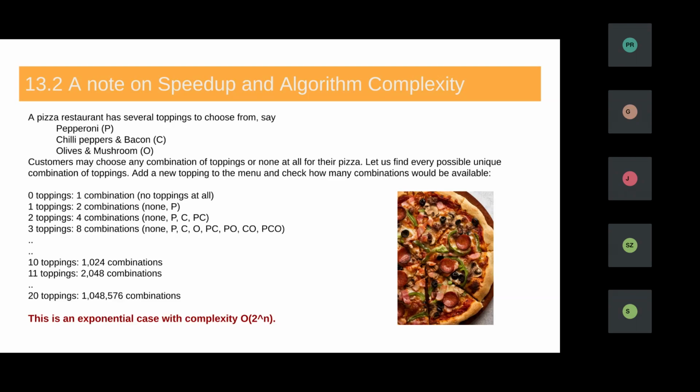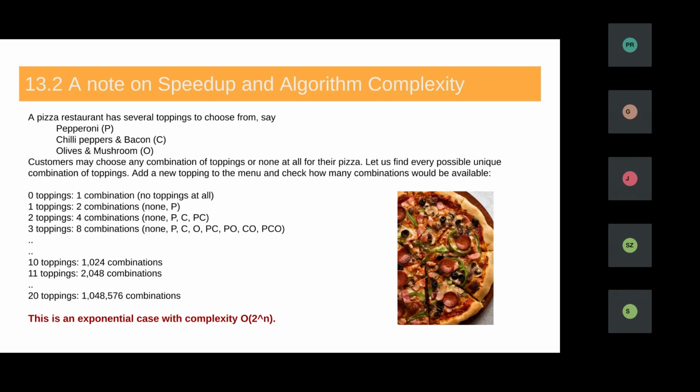If you have 8 toppings, then you can keep on doing combinations. If you have 20 toppings, then you have got 1 million combinations. So this is the case of exponential complexity. See, the order goes by 2 to the power n. If you have 3 toppings, then you get 2 to the power 3, which is 2, 4, 8. So you get 8 combinations.